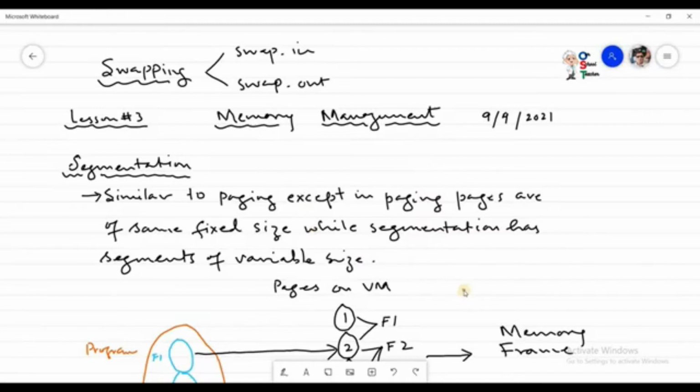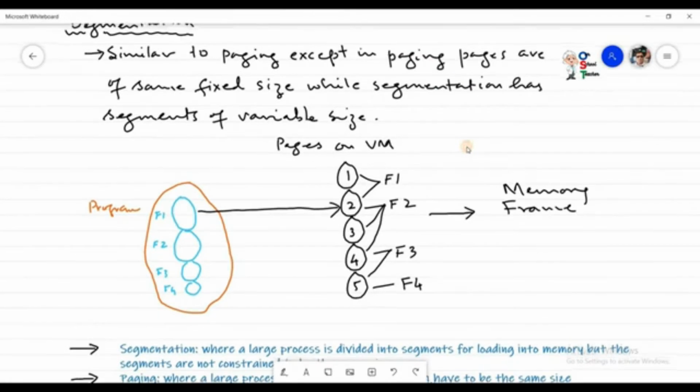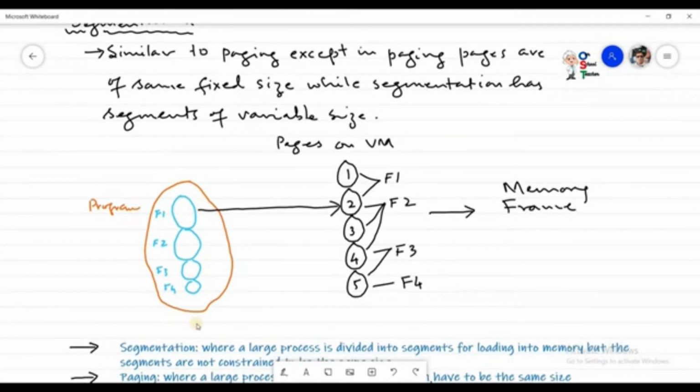So let's see the problem. In paging, what happens? For example, this is a program, and you know that a program might consist of a number of functions: function 1, function 2, function 3, and function 4. But when this program is divided into pages, and the pages exist in the virtual memory of the hard disk, it is not taken care of that one function is kept in one page.